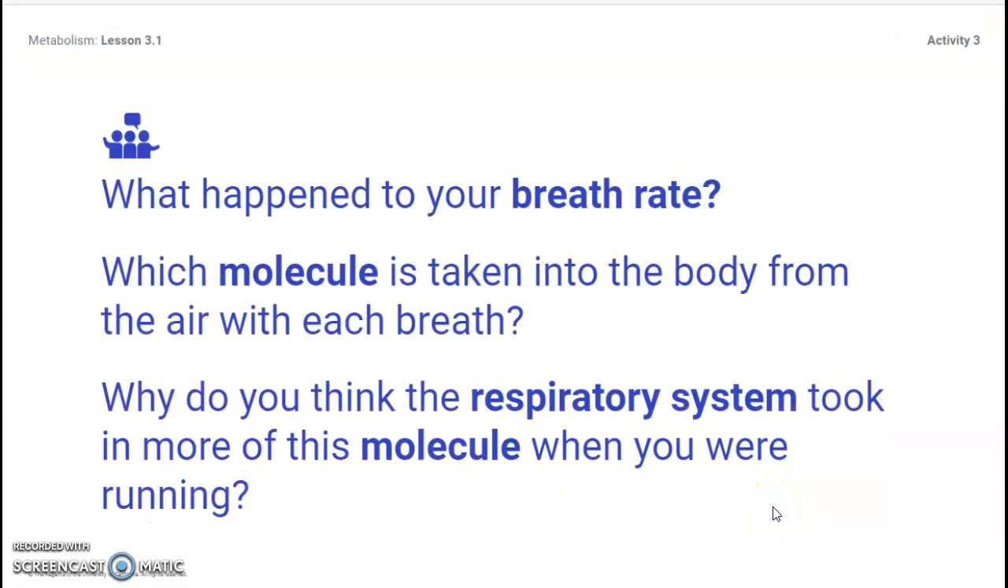Okay, so you should make sure you discuss with your group what happened to your breath rate and which molecule is taken into the body from the air every time we breathe. Why do you think the respiratory system took in more of this molecule while you were running?